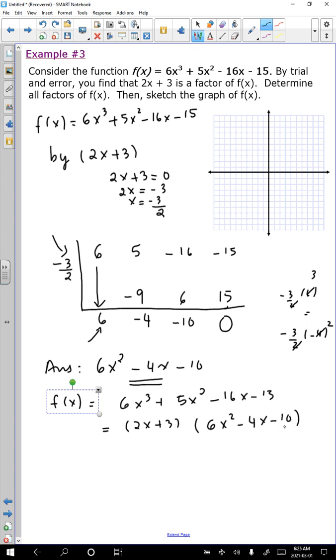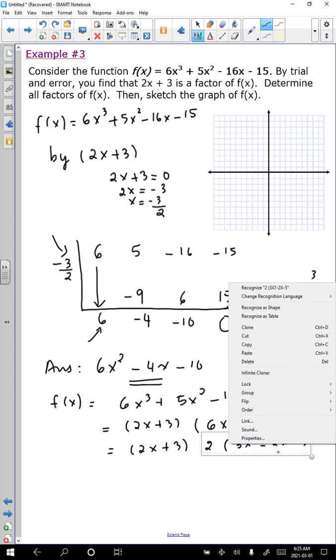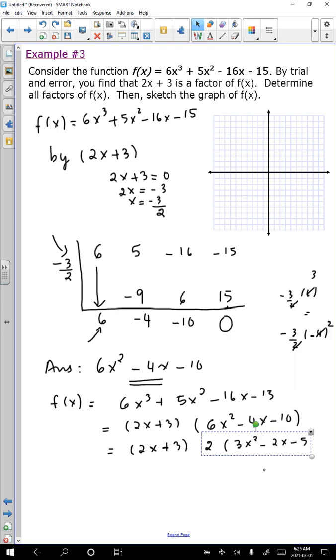Okay, and because the 6x squared minus 4x minus 10 is a quadratic, you can factor it further. You can factor it by taking out the common factor. The greatest common factor for this is 2. So it's 2 times 3x squared minus 2x minus 5. And then you can factor it by grouping, which we've already learned before.